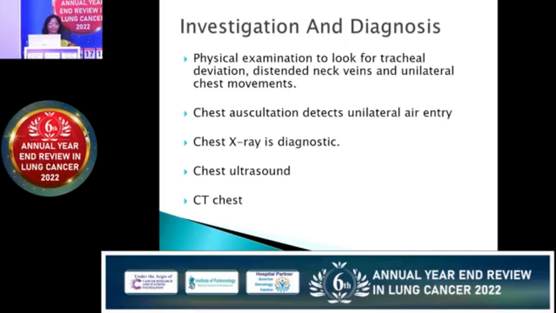Investigation and diagnosis for this patient is physical examination to look for tracheal deviation, distended neck veins and unilateral chest movements. These are the typical physical examinations we do. That time we can notice this. Chest auscultation detects unilateral air entry. Chest X-ray is diagnostic. Chest ultrasound, chest CT.